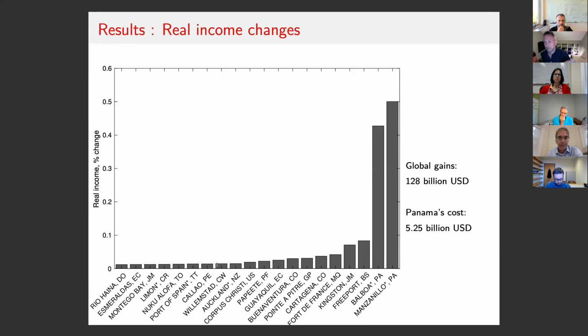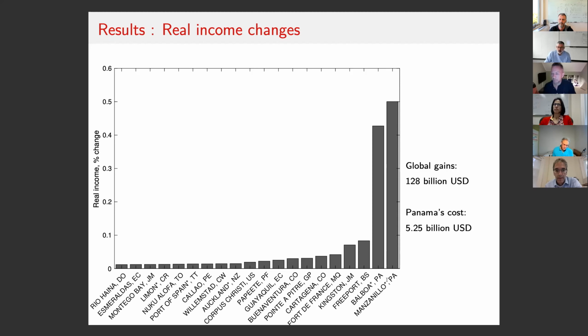If you just calculate the weighted average of all these real income gains across the world, you're going to get something a little bit more than $100 billion. Whereas the Panama's cost, according to the Panama authorities, was around $5 billion. So, I'm not sure, you should probably take this with a grain of salt, but it seems at least to be the case that the gains here are widespread. And of course, not only accruing to Panama itself, but many countries in the world. So the gains were shared, but the costs were kind of borne by Panama.